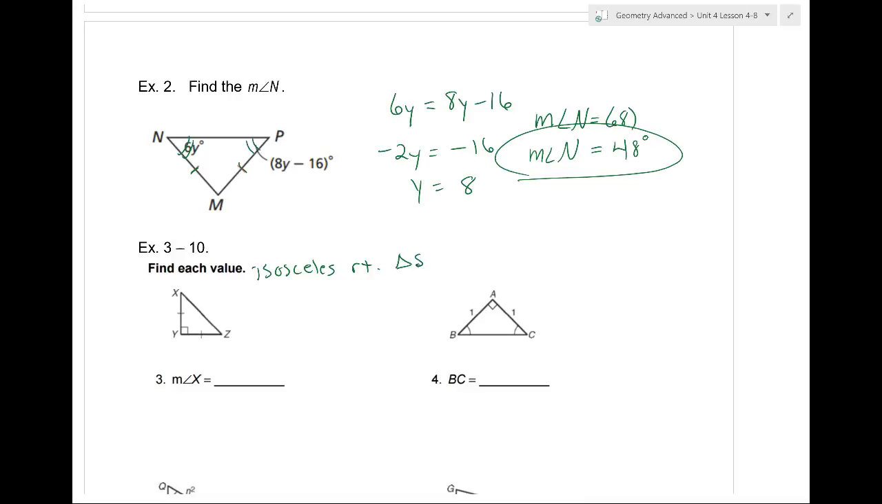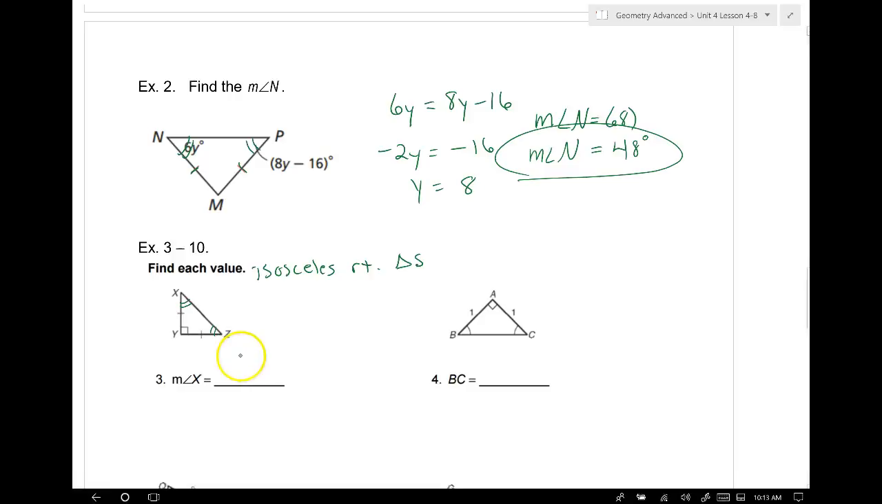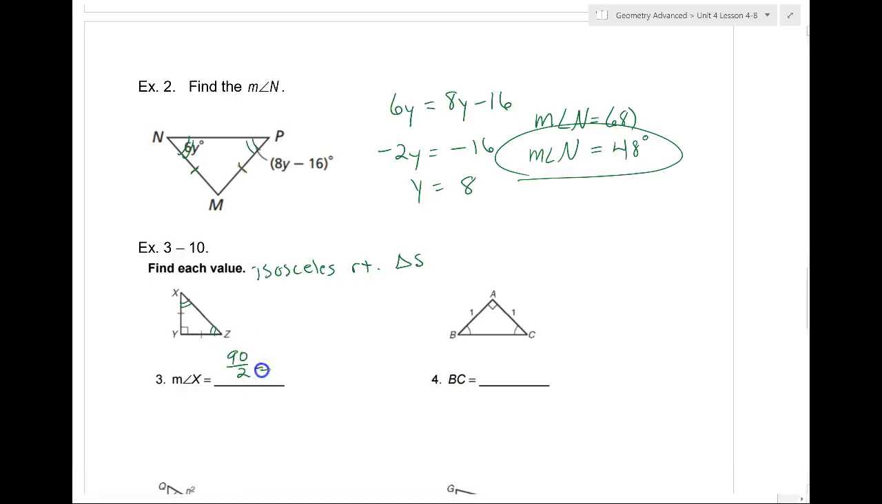Because what do we know about x and z? First of all, we know they're congruent because they end up being base angles of an isosceles triangle. But we also know, since that's a right triangle, those 2 angles have to add up to how many degrees? 90. So how can I quickly solve for x? How would you do that real quick? Divide by 2. So 90 divided by 2 is 45 degrees.